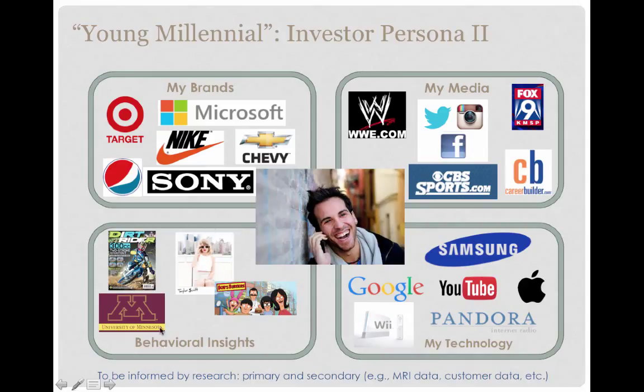Behavioral insights: he loves college sports. He loves country. He's watching television on Netflix and other tools, not the way that Steve does from the sofa with his feet up and the flat screen. He's watching things digitally. He has his brands: Microsoft, Target, Pepsi, Sony. Media: Fox 9, a local affiliate, but he's not sitting and watching the traditional news the way that Steve would. He would be getting that on his phone.